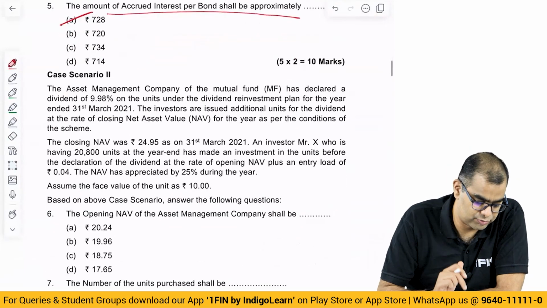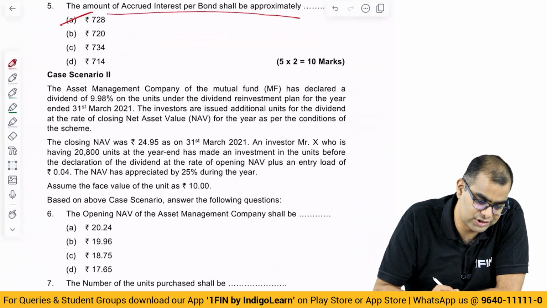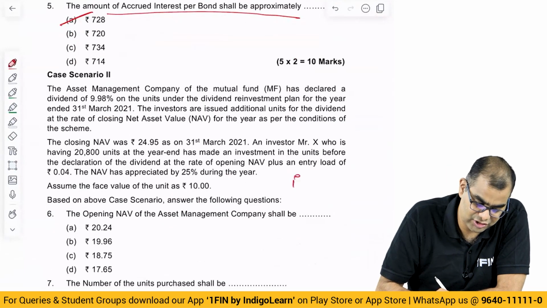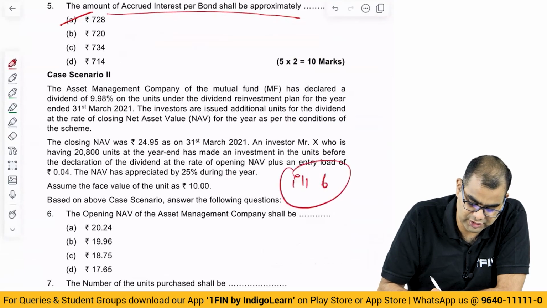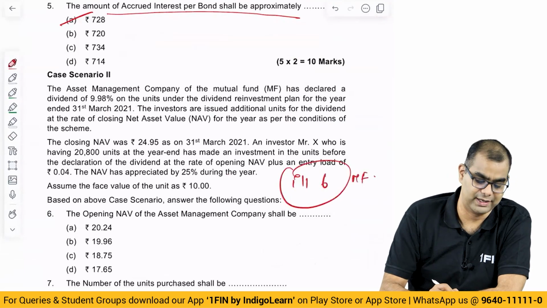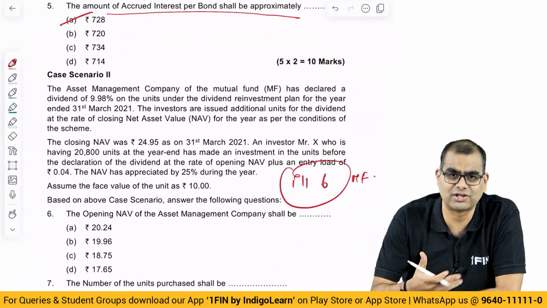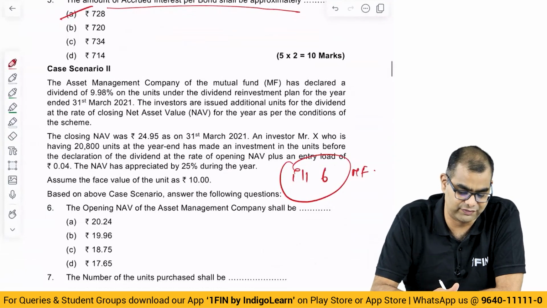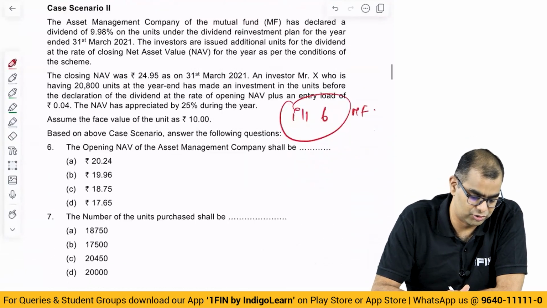Now let us move to case scenario 2. Case scenario 2 actually is illustration 6 in the mutual fund chapter. But I still want to do it because with case studies, a lot of you are getting tense. That is the feeling that I get. So let me do this for you.